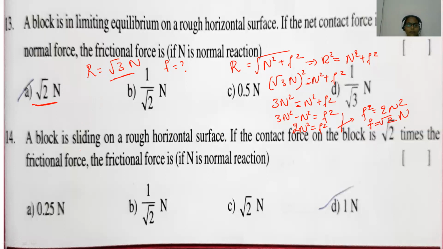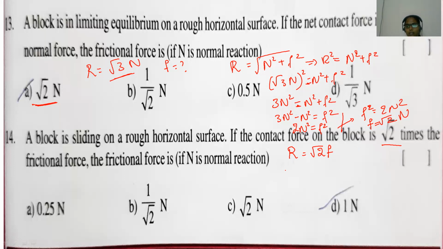Yeah, next question. A block is sliding on a rough horizontal surface. The contact force on the block is root 2 times the frictional force. Now, contact force, okay, children, what is given? R is equal to root 2 times the frictional force. The frictional force is what they are asking. You need to calculate the frictional force in terms of normal reaction.